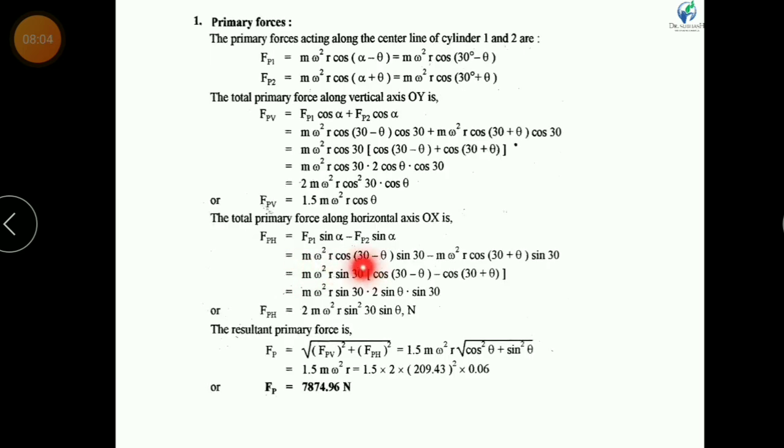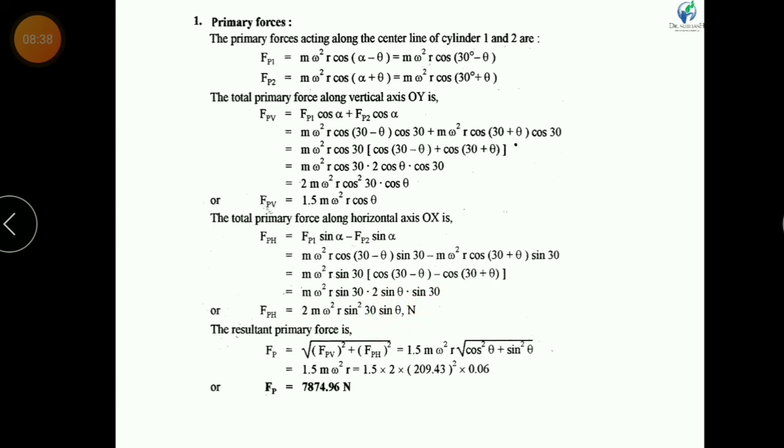So m omega square r in bracket cos(30° − θ) into sin 30, minus m omega square r cos(30° + θ) into sin 30. If we take common m omega square r into sin 30, we get cos(30° − θ) minus cos(30° + θ). If we simplify, we get m omega square r sin 30 into 2 sin θ into sin 30. So again we get FPH is equal to 2 m omega square r into sin square 30 into sin θ Newton.